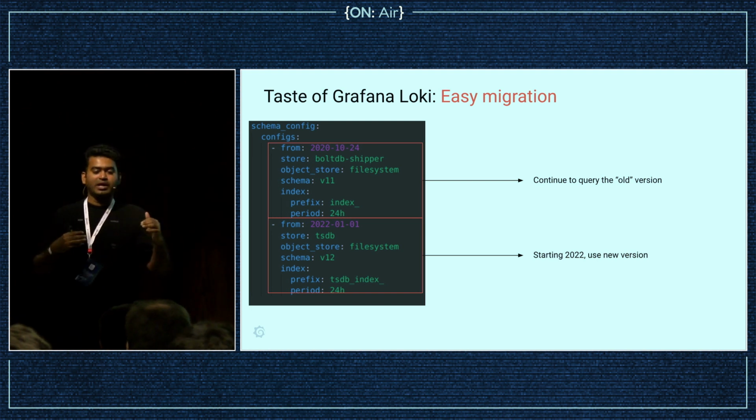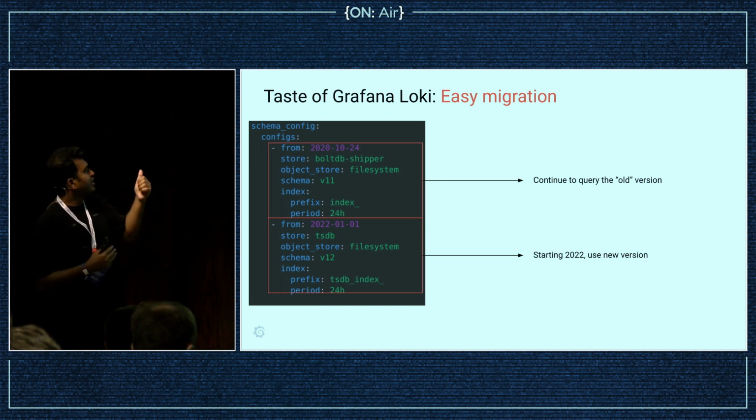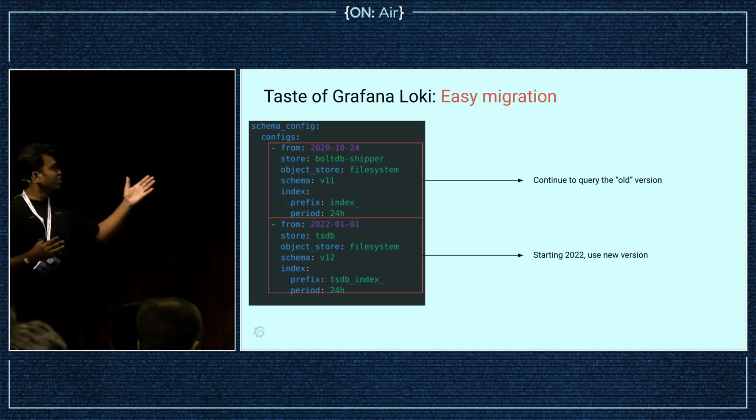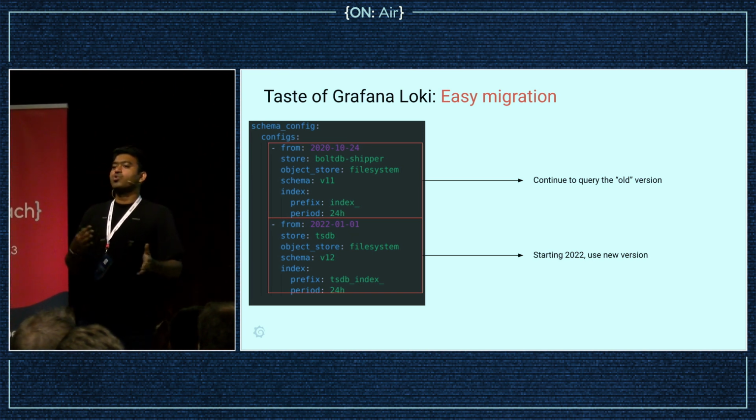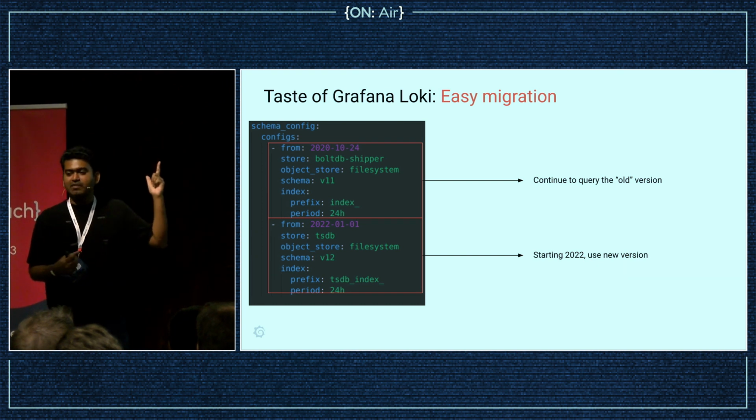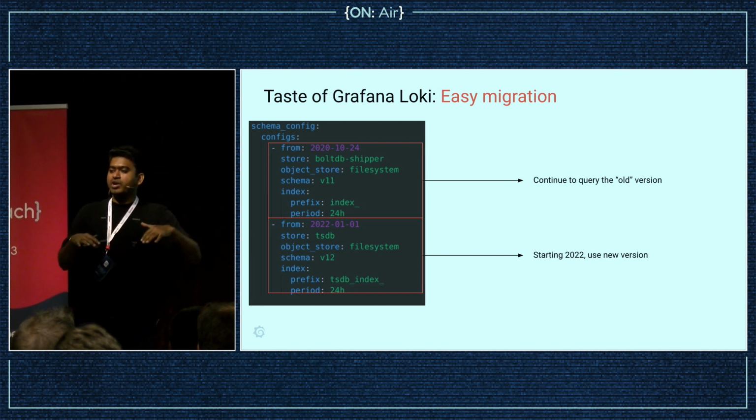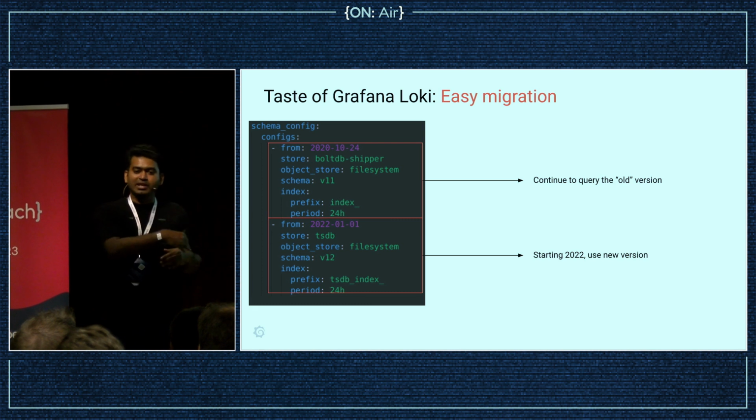so that you can have multiple schema versions for different periods of time. This is one of my favorite parts. What exactly is happening here is, starting from 2022, you can use this new schema version, V12, whereas all the old data, even if you query, goes to the previous schema, V11. So you don't have to worry about always keeping the latest version of Loki.